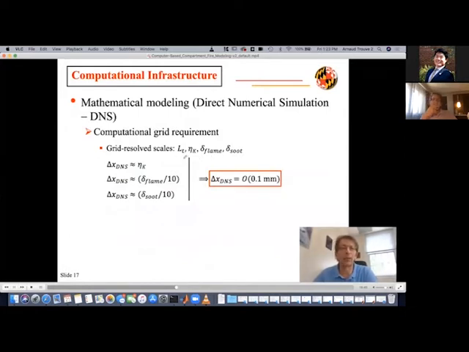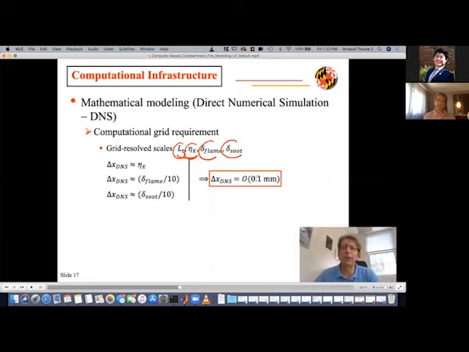I have a range of length scales for the flow. I have large length scales, L sub T, these macro scales present in turbulent flow. I have small length scales with this characteristic size eta k. I have the flame thickness, I have the thickness of the soot layer. All these length scales are relevant to the fire problem. They are important for the turbulent flow, for the combustion processes, or for the radiation emission processes.